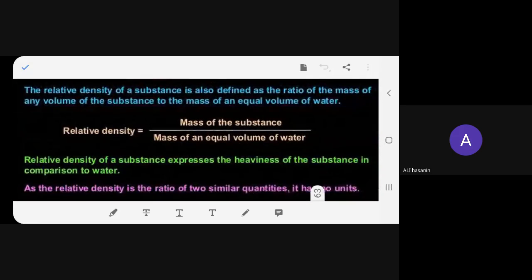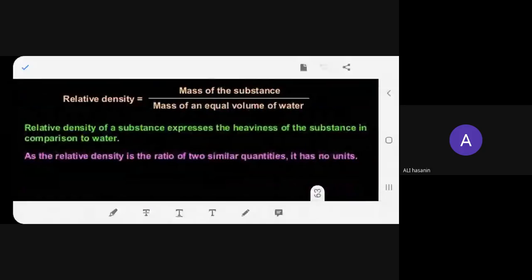The relative density of a substance is also defined as the ratio of the mass of any volume of the substance to the mass of an equal volume of water. Relative density is equal to mass of the substance upon mass of an equal volume of water.